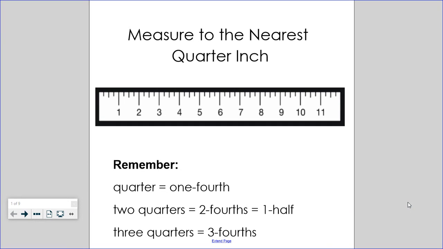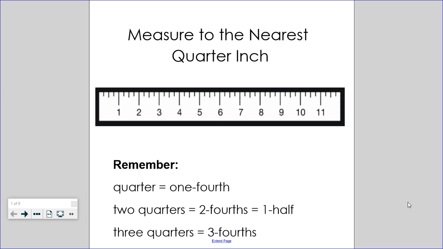Class. Today we are going to learn to measure items to the nearest quarter inch. So first, before we get to the bottom of this slide, we're going to talk about measuring length. So what is length? Well, length is how long something is. So if I ask you to measure the length of your pencil, I'm asking you not how heavy is it, not what does it feel like, but I'm asking you to measure how long it is. And one of the tools that we use to measure length is a ruler.